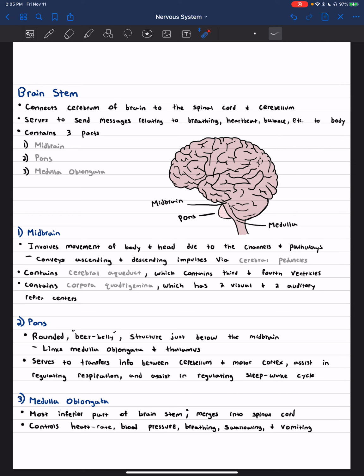This is the inferior-most part of our brainstem, and it actually merges into our spinal cord. And the whole point of the medulla, as I said before, is to regulate these autonomic functions like breathing and heartbeat and swallowing and vomiting, and it's very, very important.